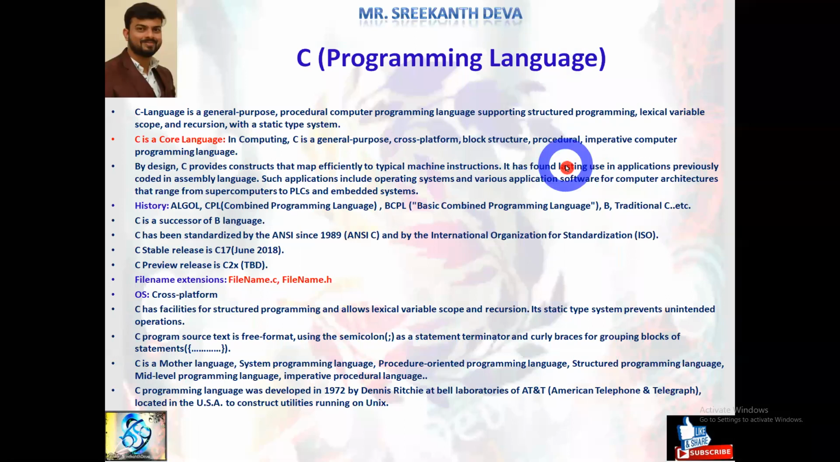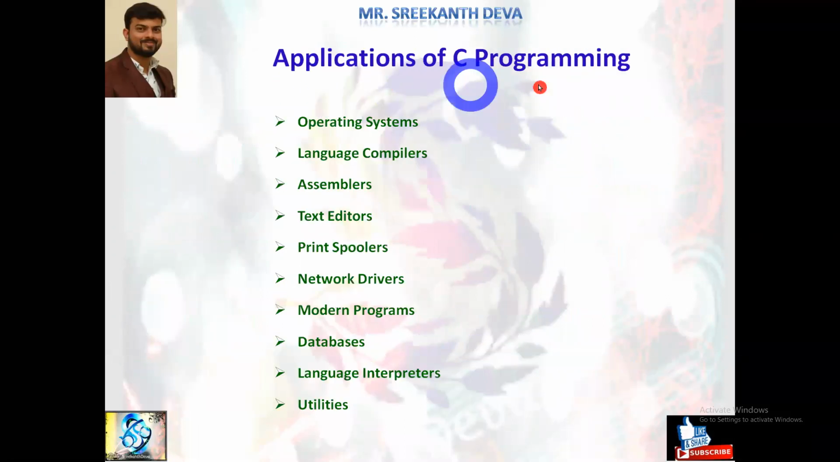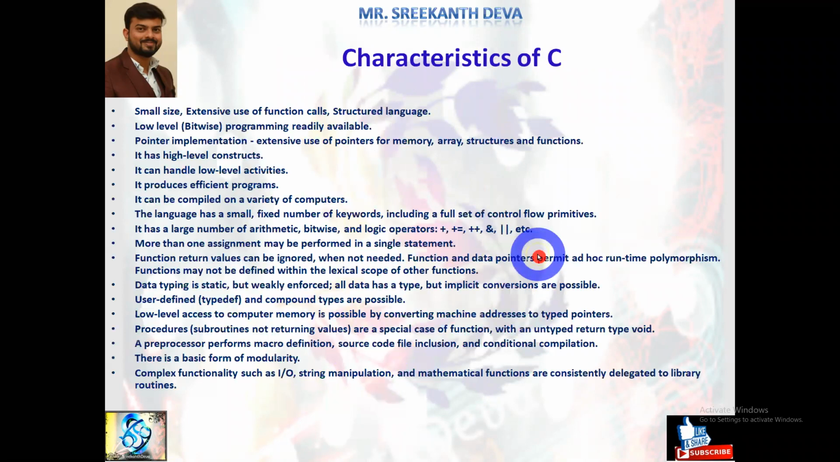So next, we try to discuss in detail what are the various applications of C programming. So using C programming, several real-time applications are developed, like operating systems, language compilers, assemblers, text editors, print spoolers, network drivers, modern programs, databases, language interpreters, and utilities. So many applications are developed with the help of what? C programming.